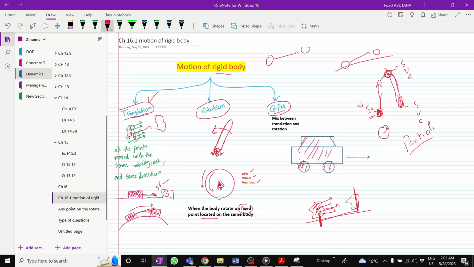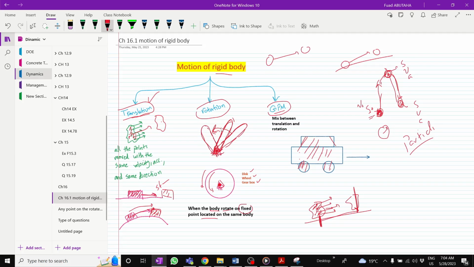So it means that the body is rotating on a fixed point. So this body is rotating actually on this fixed point. Initially it was something, for example, like this one, and it will end up here. This one is rotating at this fixed point, and this point is actually part of the body. It's not outside the body. It moves from here to here, and it will end up here.